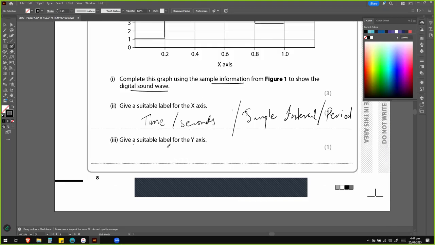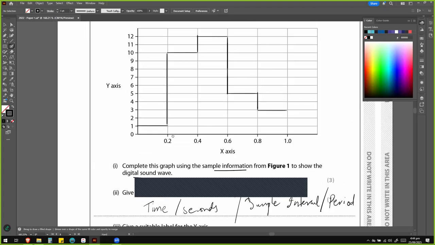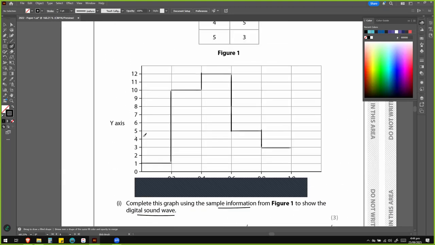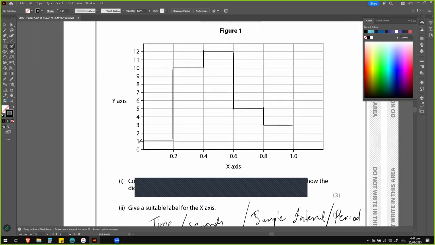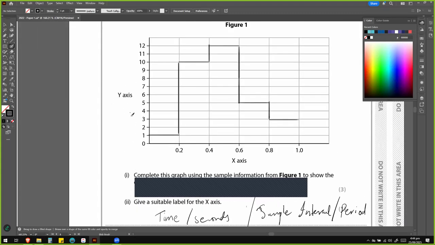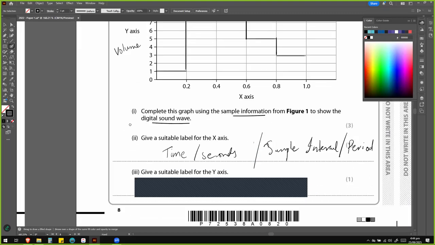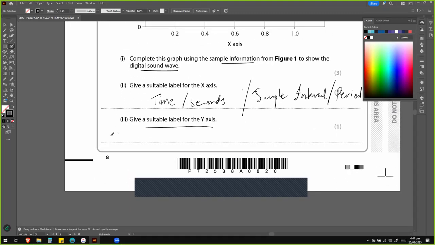Okay, y-axis. The second question is: give a suitable label for the y-axis. What do you think the y-axis is? Well, this looks like the intensity of the sound, right? So what is a better word for it? Volume? Volume of the sound? Okay, we could say volume of the sound. I'm going to write down everything that you can right here. You can say volume. That should be sufficient to give you 1 mark.